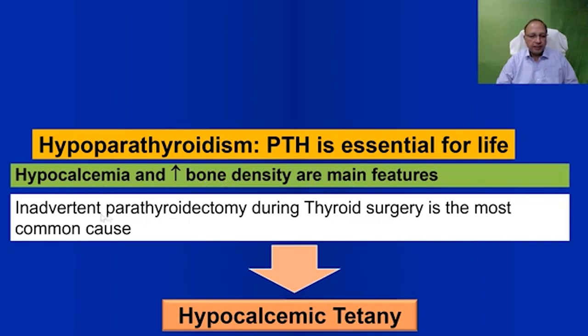And the usual cause can be that while doing thyroid surgery, there can be inadvertent parathyroidectomy. That is one of the most common causes of hypocalcemia. Now this hypoparathyroidism, or decrease in the blood calcium level, leads to another situation that is called tetany or hypocalcemic tetany. Now when the blood calcium level is reduced, what happens? There will be a decrease in the resting membrane potential, and so the cells will become more and more excitable, and there will be an increase in the excitability.